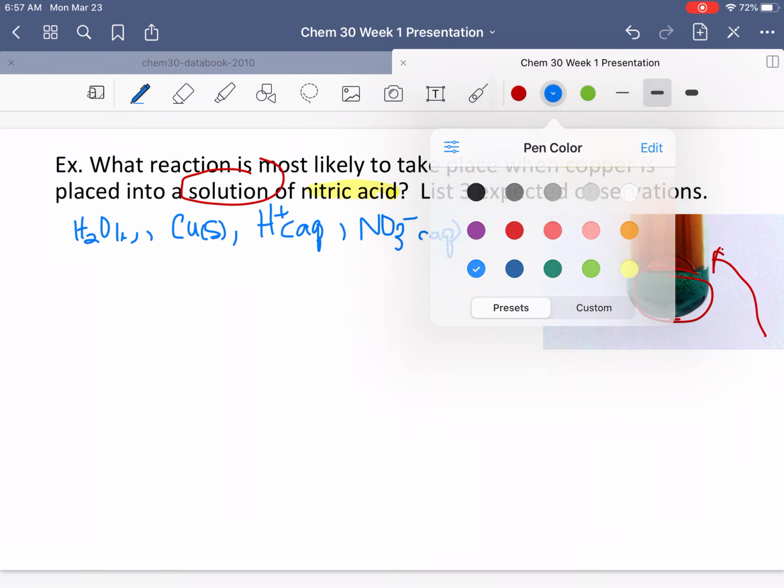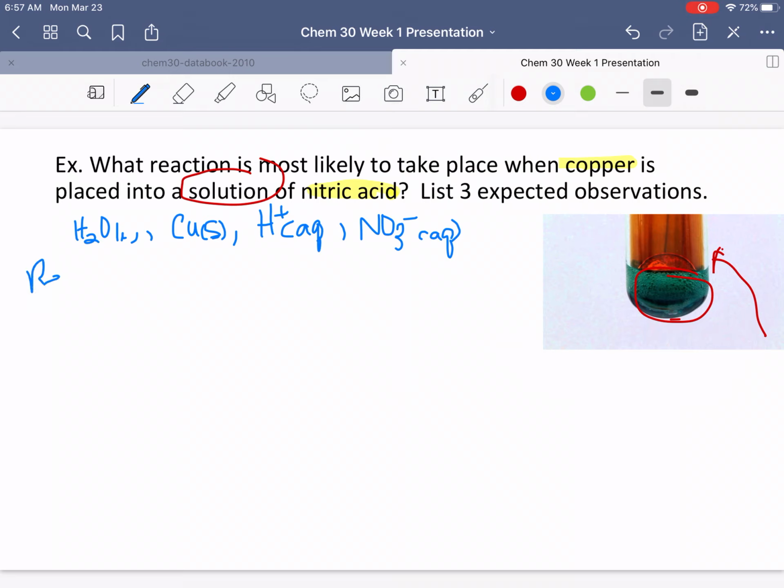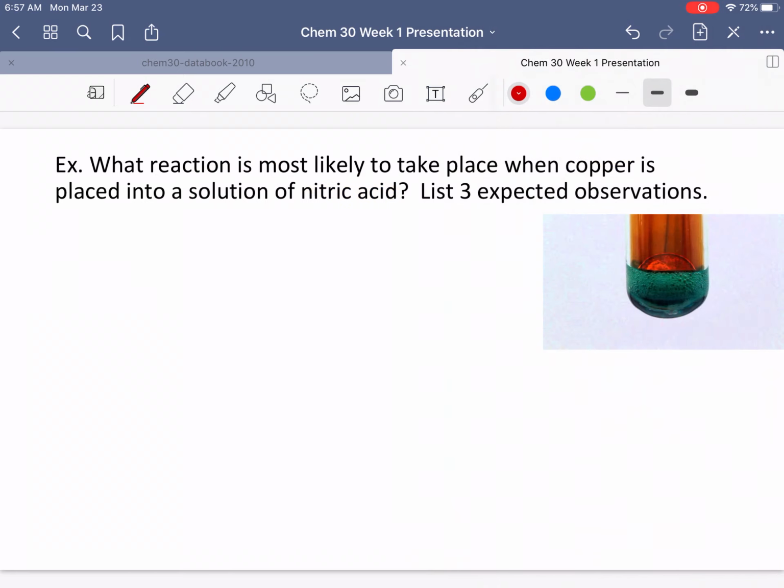If that is your SOA, then that is going to be your reduction reaction. And make note here that it is the combination of those two that is acting as your SOA. Sorry guys, I cleared out my entities there. So it's the combination of that H+ aqueous and the NO3- aqueous together that is acting as the SOA.